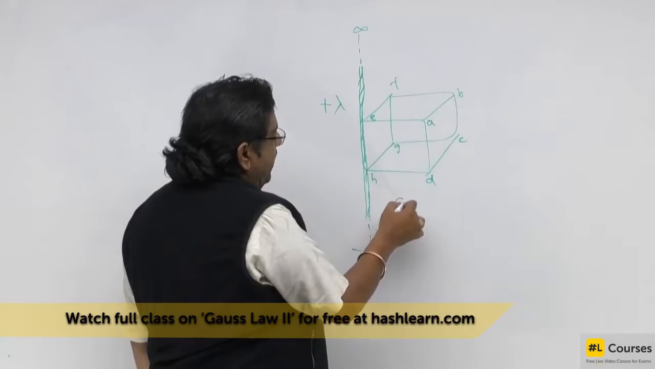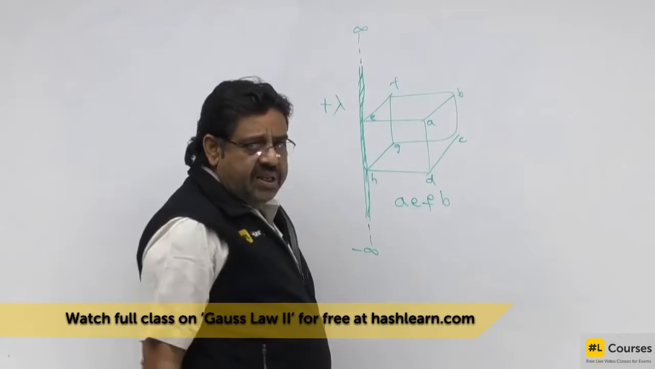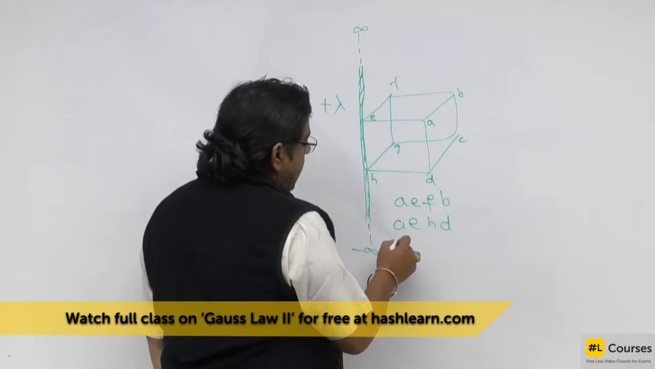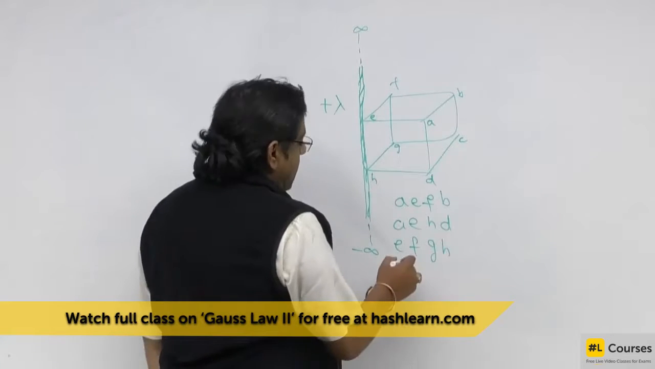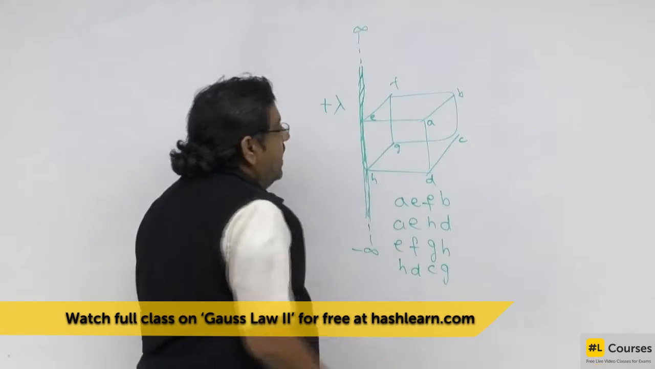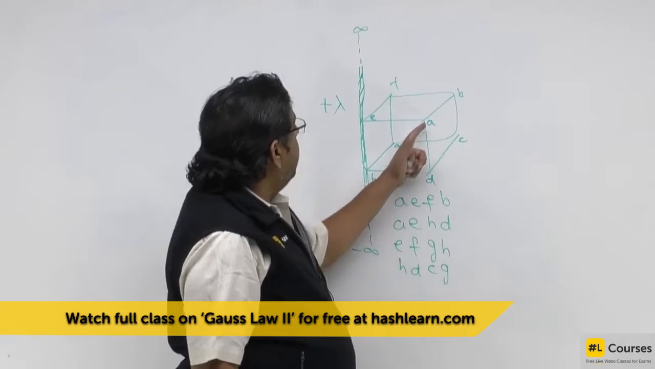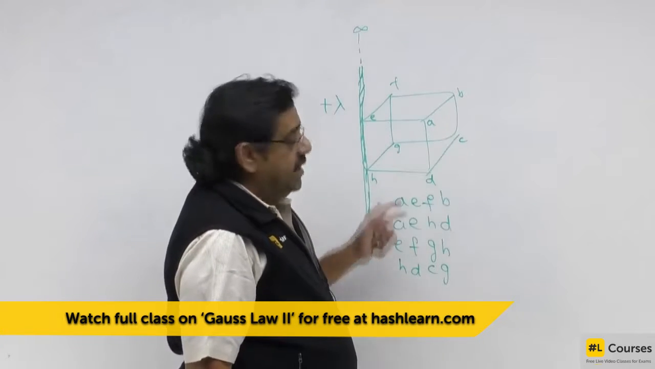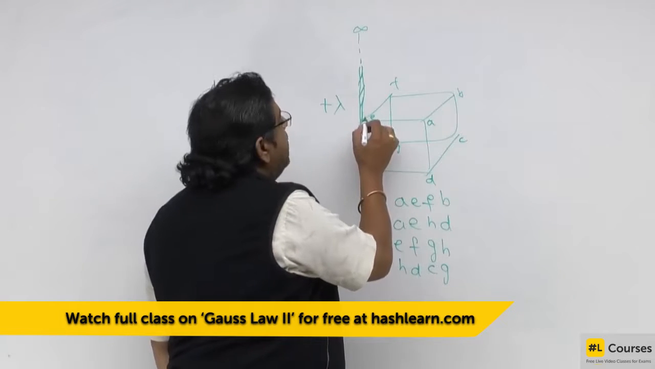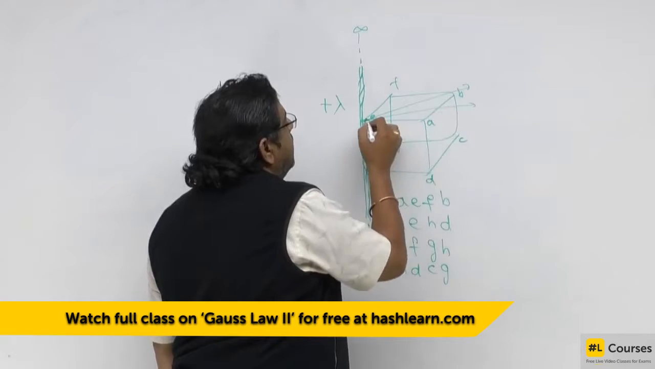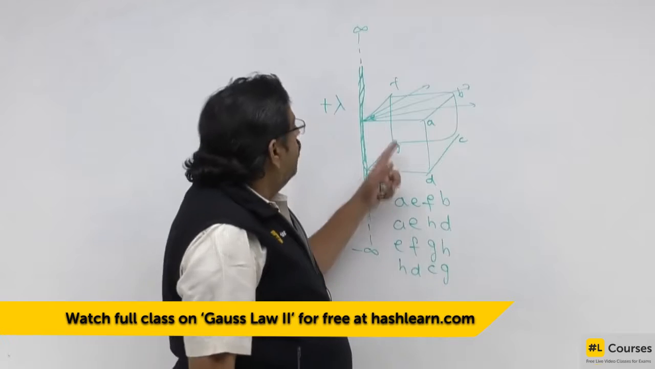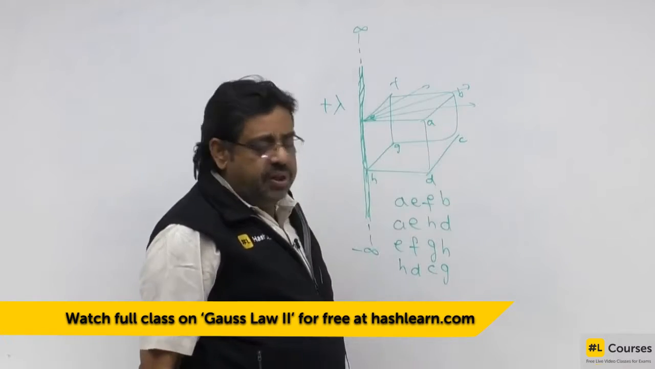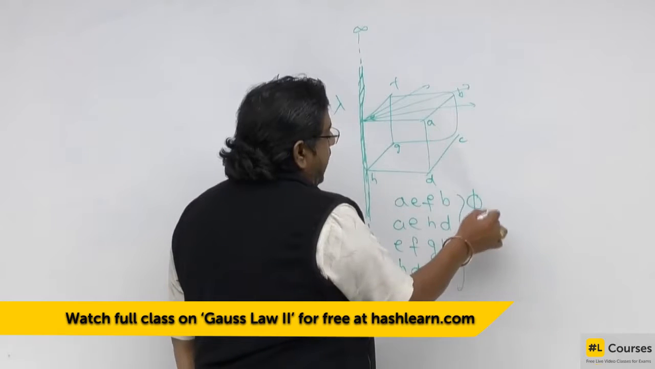So here I write four surfaces: A, E, F, B; next A, E, H, D; next E, F, G, H; next H, D, C, G. Listen carefully. For all these surfaces, the field is radial and parallel to these surfaces. So, because field lines are parallel to them, the area vector is perpendicular to the field, the angle between them is 90 degrees, and the flux through these surfaces will be 0.